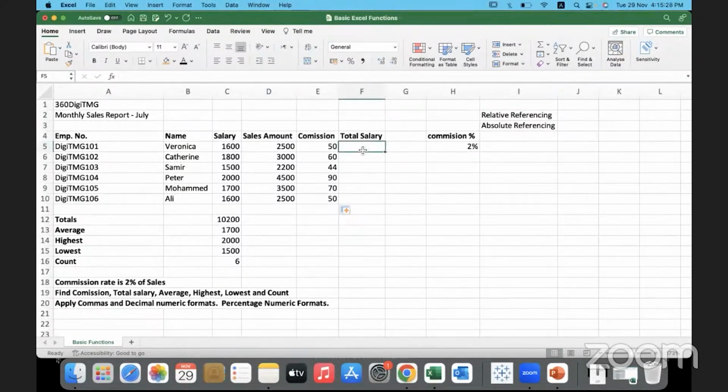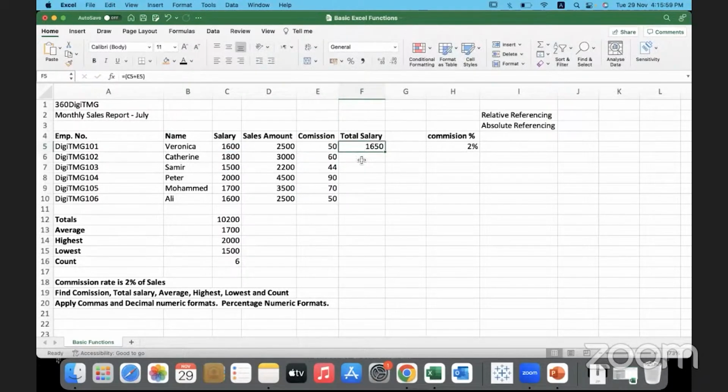Now what we shall do is compute the total salary. What would be the total salary of the employees? The actual salary plus the commission that they receive because of their performance. So total salary is equal to, directly we can add because it's just two numbers, this plus the commission. So it is C5 plus E5 for this particular employee, Veronica.